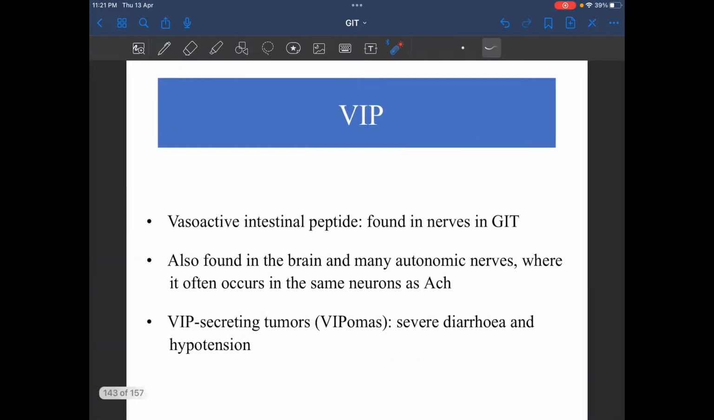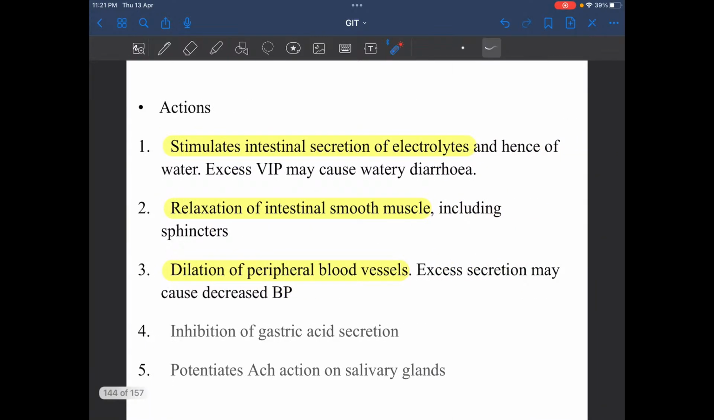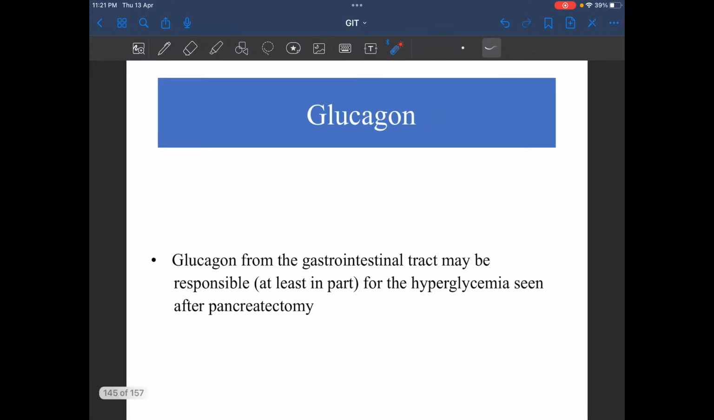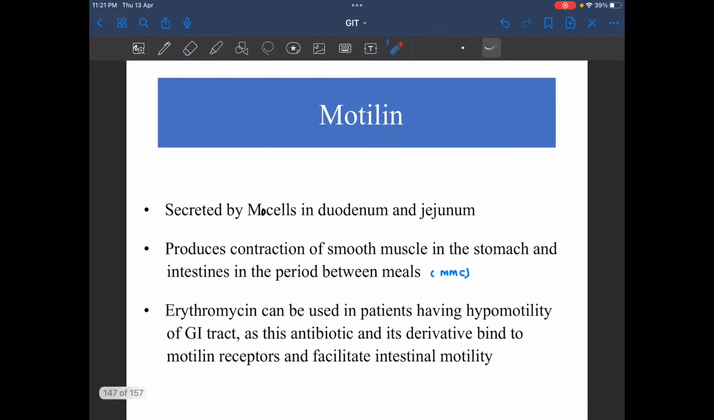Okay, so then we have the VIP. We studied VIP very well in the enteric nervous system as well. Okay, and what does it do? It mainly relaxes. You know, VIP and nitric oxide were inhibitory neurotransmitters. But it's also going to lead to dilatation of the peripheral blood vessels, as well as stimulate intestinal secretion. Okay. Right. So we have other peptides.